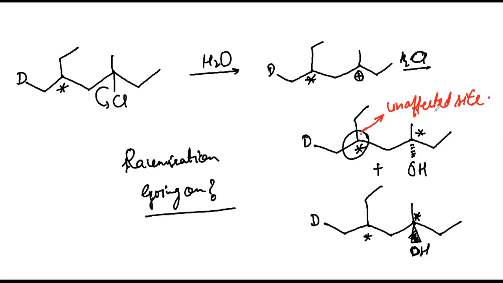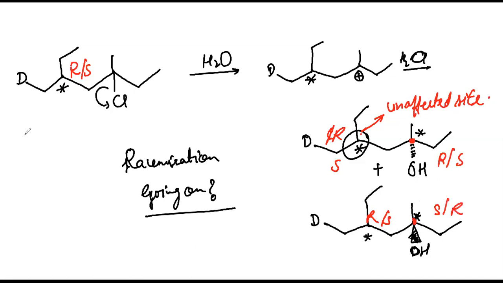You haven't touched here. So let's say if it was R in the beginning. Tell me what will be the configuration here, R or S? R only, sir. We did not touch this. Or if it was S, it will be S. Means no changes will occur because the reaction is not happening there, isn't it? But this new chiral carbon could be both, R or S. Are you getting this?